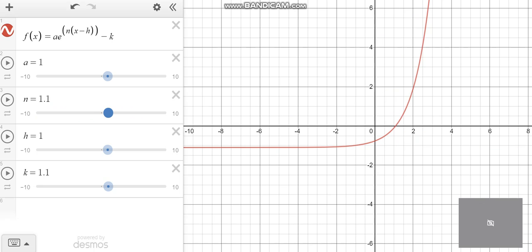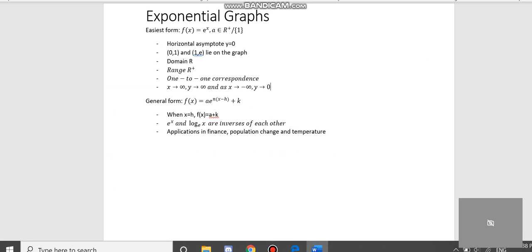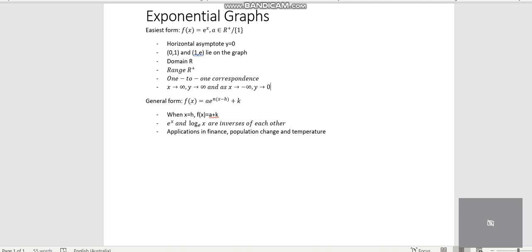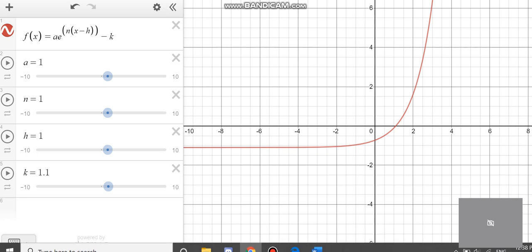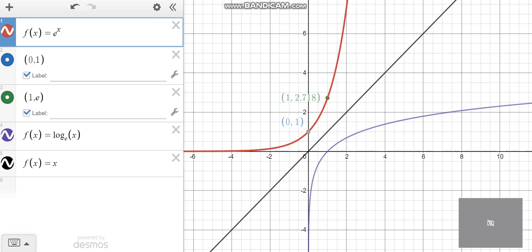And yeah, this function has a lot of applications in things such as finance, population change, and temperature. Finance talks about interest and loans, especially compound interest, where things grow exponentially. Population change, where a population is increasing or facing extinction, gives you exponential growth or decay.